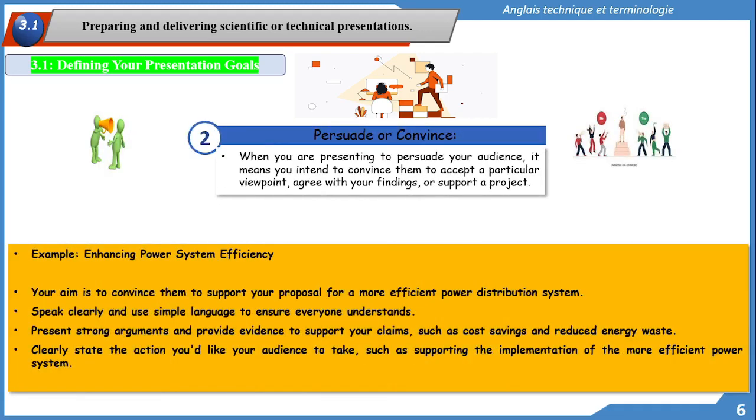In this context, your primary aim is to convince your audience to accept a particular viewpoint, agree with your findings, or support a project. Let's say you've conducted research on improving the efficiency of a local power distribution system, and your audience is passionate about sustainable power systems. Your goal here is to persuade them to endorse your proposal for a more efficient power distribution system.